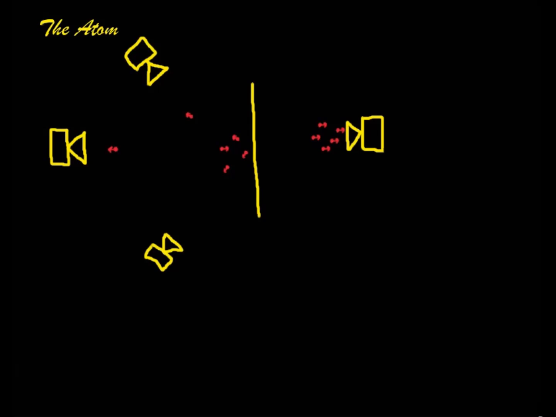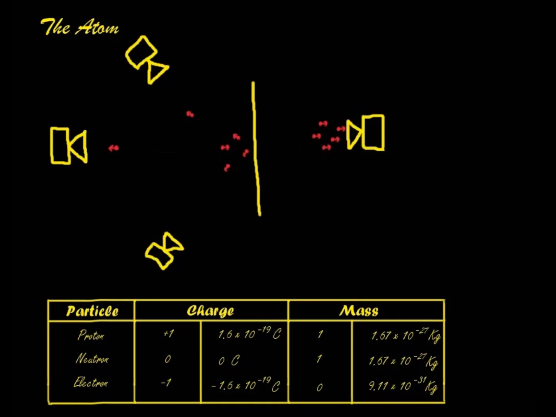Later experiments showed that there are two types of particle in the nucleus, the proton and the neutron. As you can see in the table, the electron has a much smaller mass than the proton or the neutron, and the proton and neutron have an almost equal mass. The electron has an equal and opposite charge to the proton, and the neutron is uncharged or neutral.